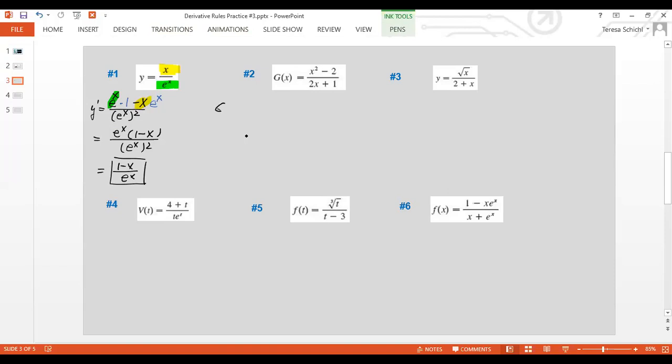Okay, let's try to do the second one here. g prime of x. What I need to do here is square the bottom, right? So it's (2x plus 1), the whole thing squared. Then you hold the bottom, not change, right? So 2x plus 1 squared here. So you hold the bottom, and then you take the derivative of the top. What is the top when you take the derivative? x squared will be 2x, right?